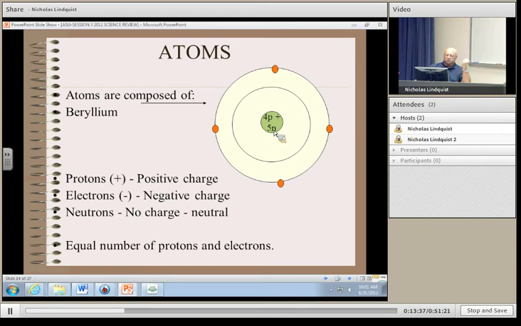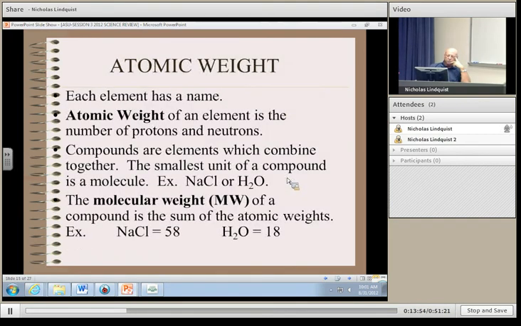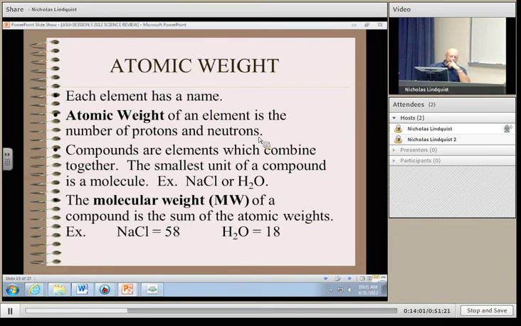We also have in the nucleus what are referred to as neutrons. They don't have a charge. They're basically neutral. Now, each one of the elements is going to have equal protons and electrons. Now, each element has a name, and associated with it is an atomic weight. The atomic weight of the element is basically the number of the protons and neutrons of that atom.